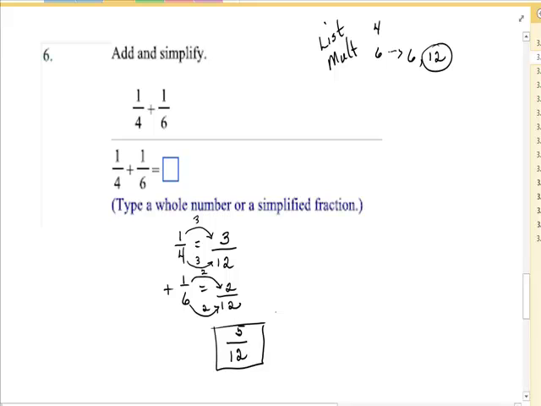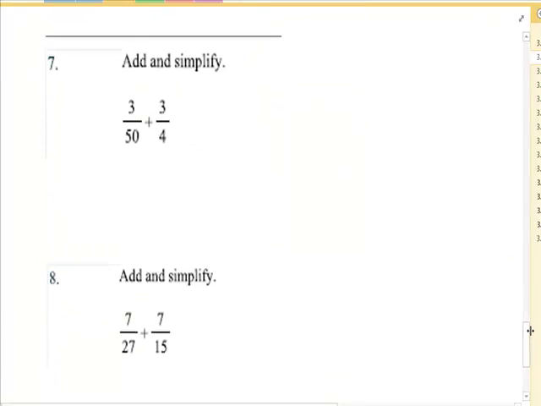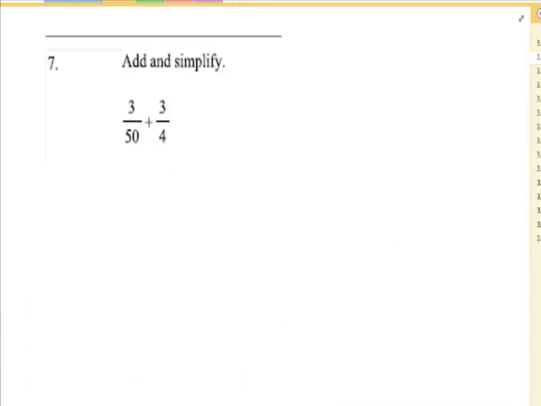Let's look at number 7. You need to do a good bit of practice with these. All right, 50 is not going to work as a common denominator because 4 does not go into 50 evenly, but it might be a good bit of work to list the multiples of 150. So I think instead I will use my prime factorization method.